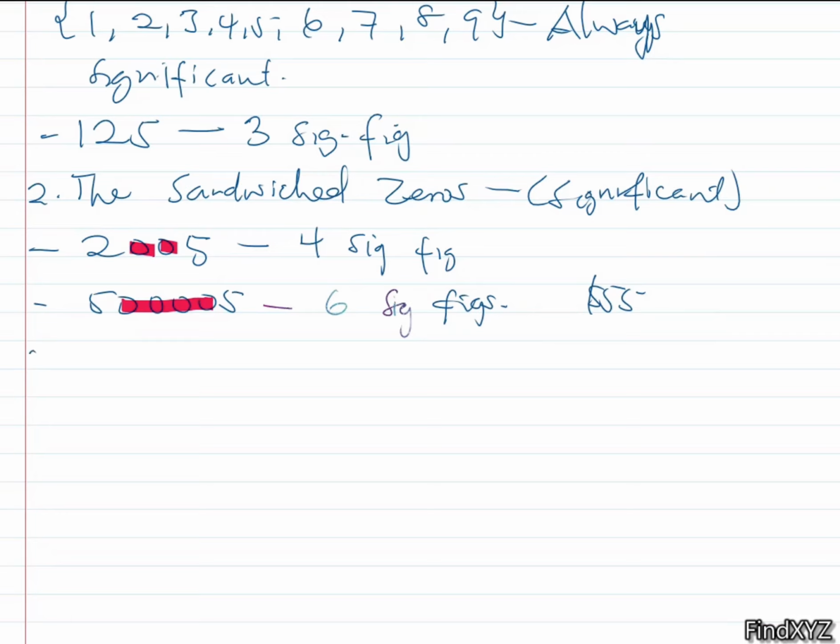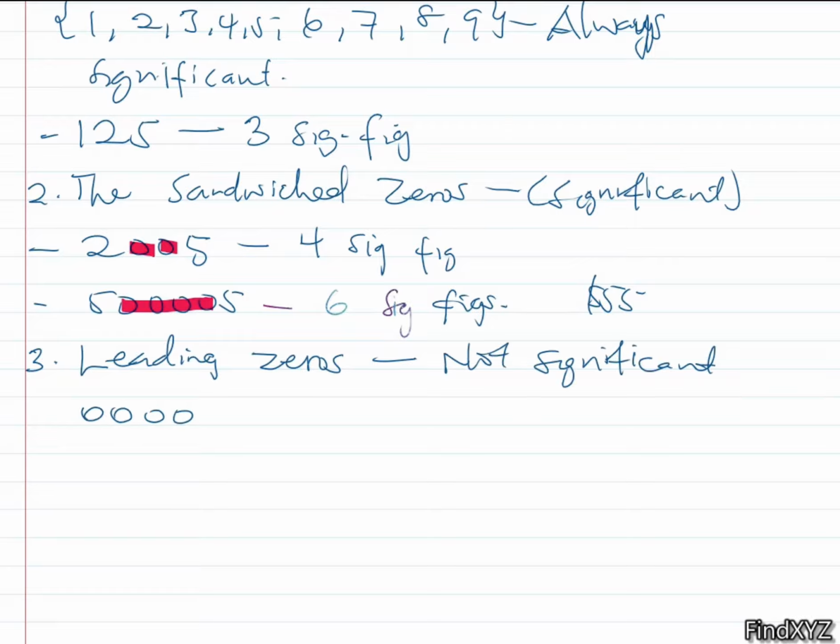Then the third one I want to talk about is leading zeros. A bunch of zeros in front of a number. Leading zeros are not significant. So when you have 0000005, you have a lot of zeros that are leading the number. All these zeros are not significant. Okay, they are not significant. If you have $0.000005 in your account, it's still $5. So all these zeros are not significant. So how many significant values or figures do we have? We have just one significant figure.